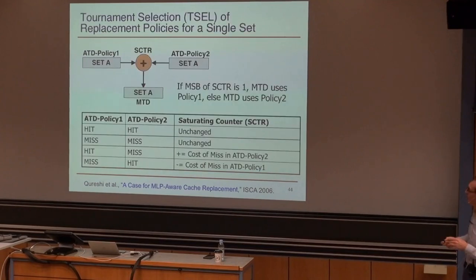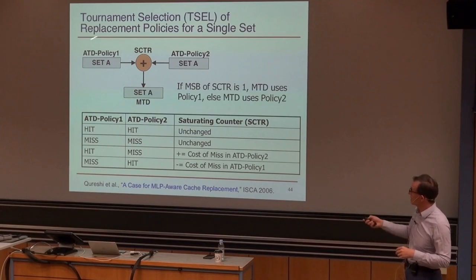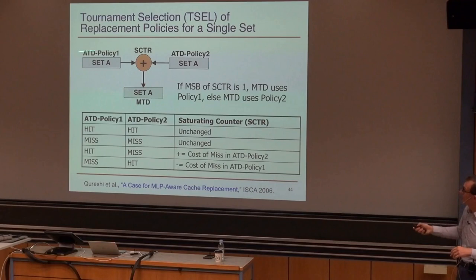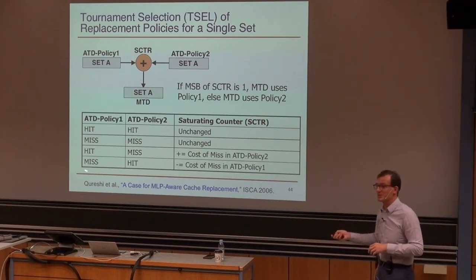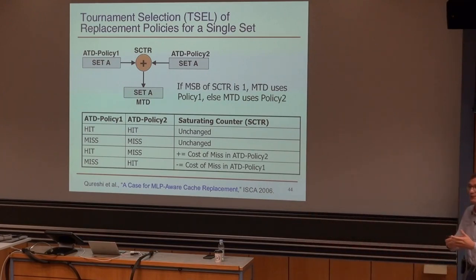So how do you actually do this? Do you want to do this across all of the sets? One way of doing it is basically per set. Each set you have a counter. You have two tag directories for each set. That's a lot of cost, actually. Counters are actually a lot. Every time you do something, do you really want to do that? That's a possibility, especially if each set has a very different behavior.